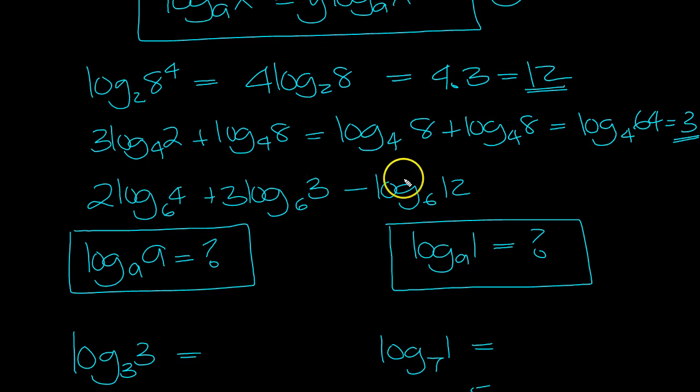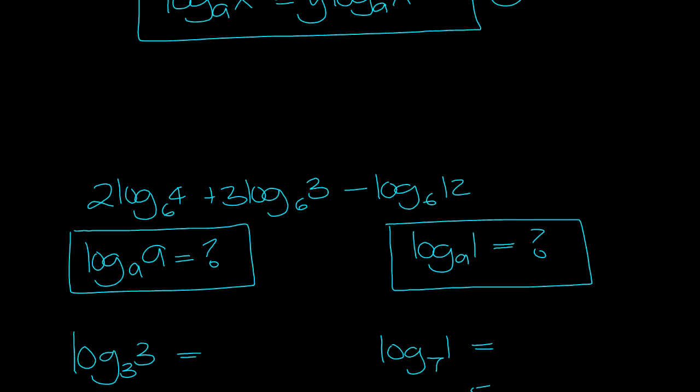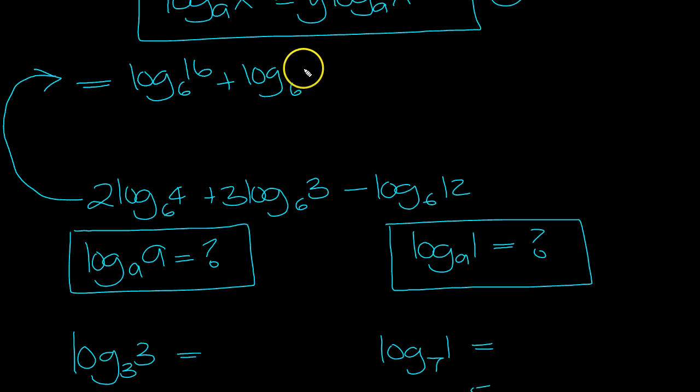2 log 6 of 4 would be log 6 of, I'm just going to, because I haven't got much room, just get rid of the other stuff here and do it above. That's the easiest thing to do. So I'm going to write the equals above it here. This would be log 6 of 16. 4 squared is 16. Plus log 6 of 3 cubed, which is 27. I'm tempted to write it as just 3 cubed at the moment, and I'm tempted to write this as 2 to the 4 at the moment. That's 2 to the 4, to save the numbers getting too big, minus log 6 of 12.